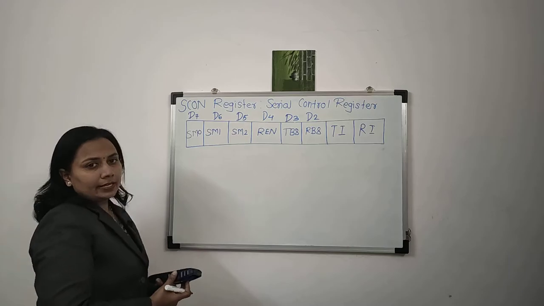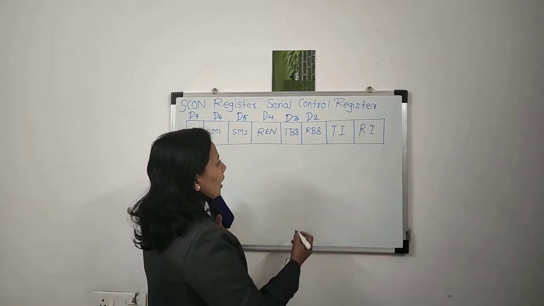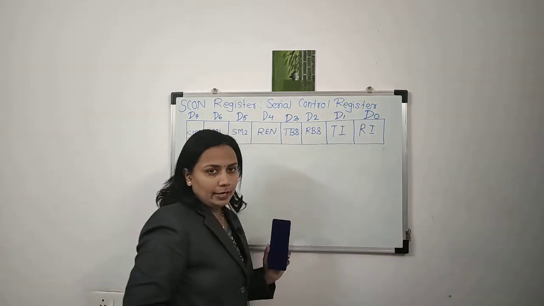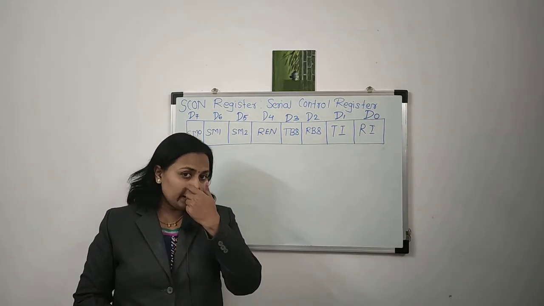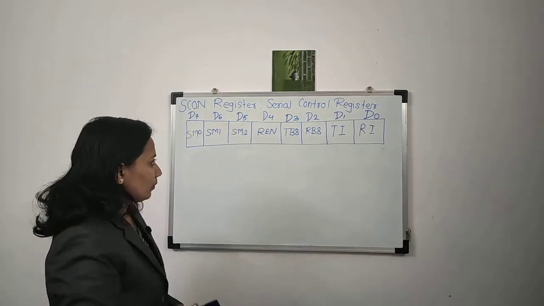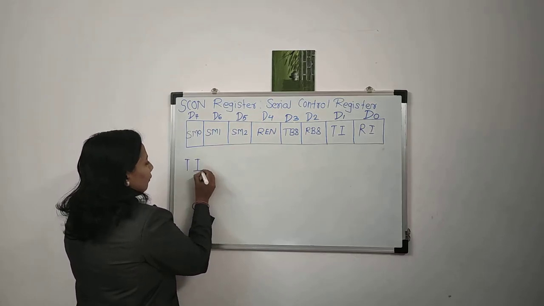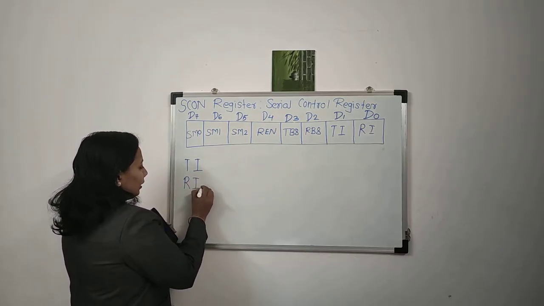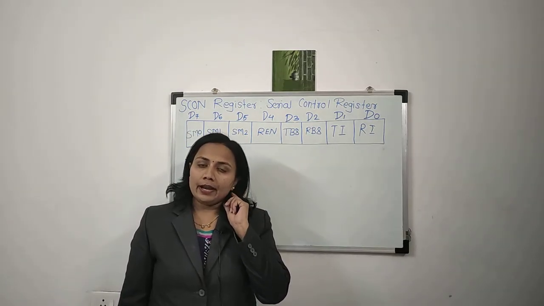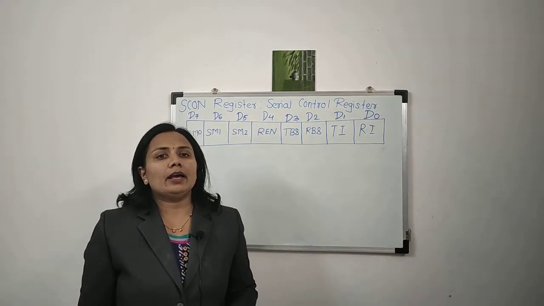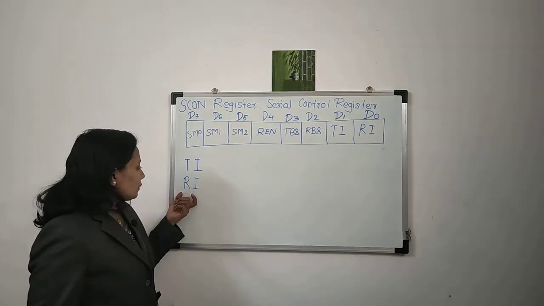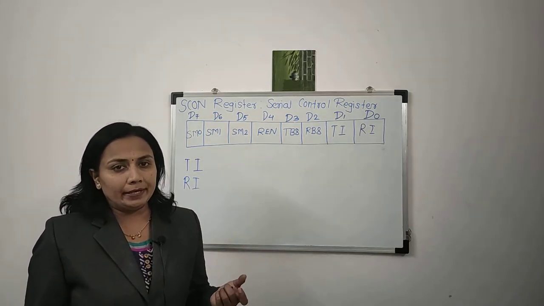Now let us give total focus to the last two, which are bit number 1 and bit number 0, which stand for SCON.1 and SCON.0. These are the TI flag bit, and the second one is the RI flag bit. So what is the meaning of TI and RI? TI stands for transmit interrupt bit, and RI stands for receive interrupt bit.